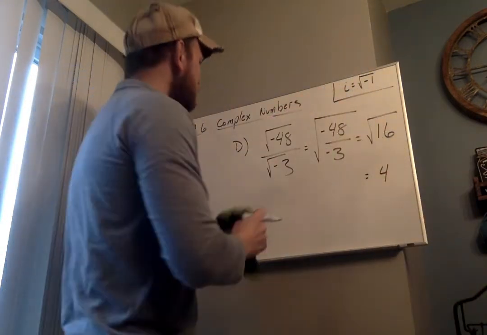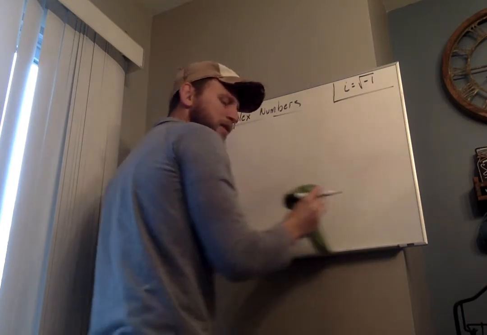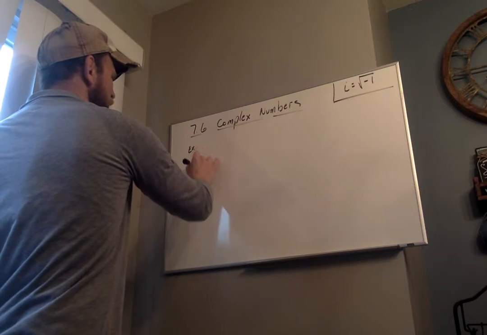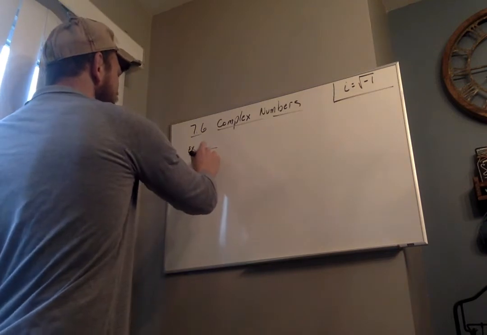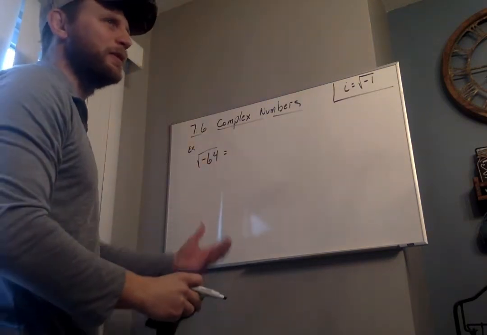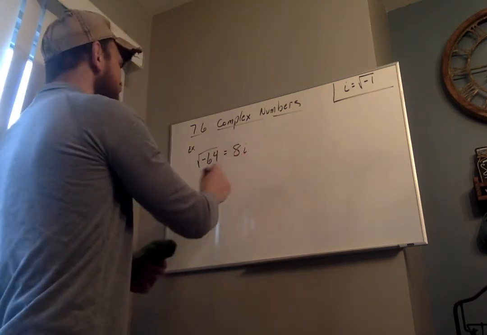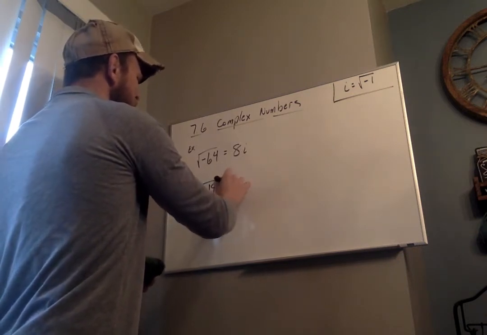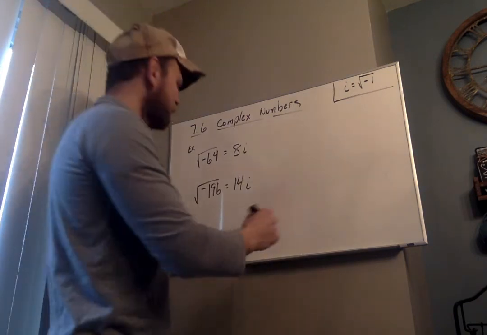All right, a little quick one here for you guys. All right, let's just go over some examples. This is not in your book. Just coming off the dome with some of them. So the square root of negative 64, well, I'm thinking that this is just the square root of 64, which is 8, and the square root of negative 1, which is i. So it's just 8i. What about negative 196? Well, that's just going to be the square root of 196, which is 14i. All right, what about one more here?